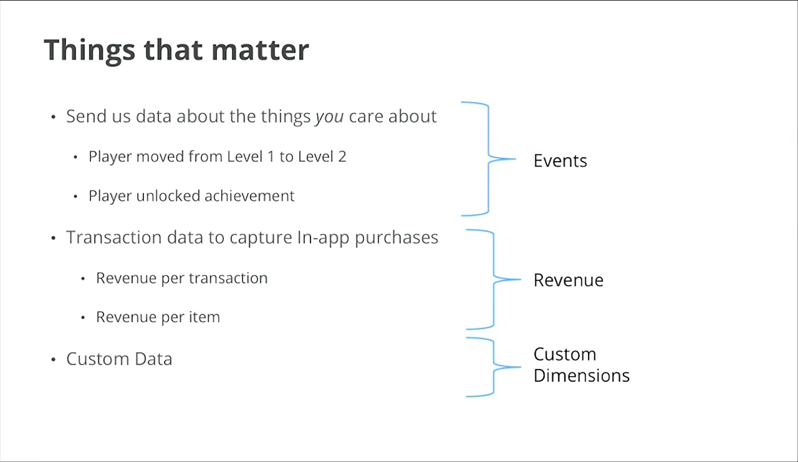So how do you track this stuff? Analytics moves these things into 3 groups. The first group is what we call events. These are basically things that happened in your game. The second group is revenue, wherever you monetize to your users. And the third group is the custom data. And we send that over as custom dimensions.